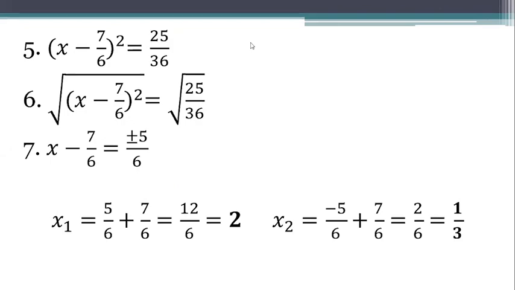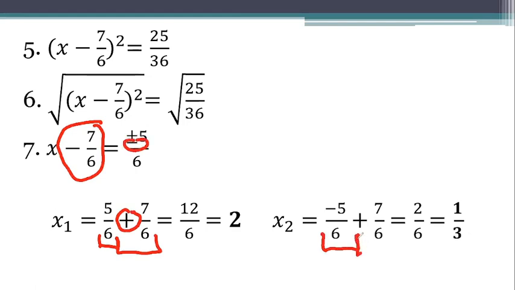So this is our first one: 5 over 6 plus your 7 over 6. If we transpose this, it becomes positive. And the next one is the negative: negative 5 over 6 plus 7 over 6. It's just the same. If we transpose the negative, it becomes positive. The only difference is the positive 5 over 6 and the negative 5 over 6.